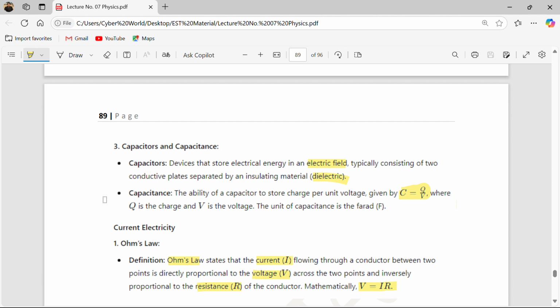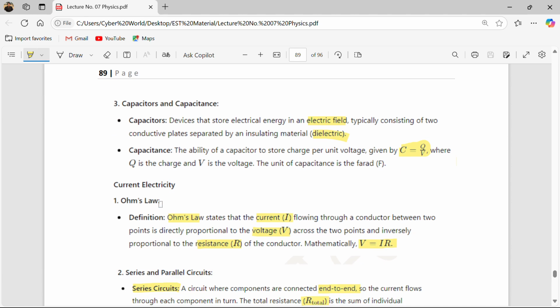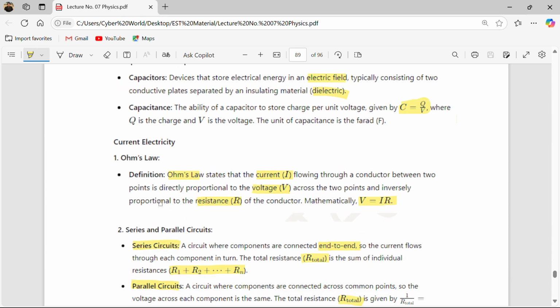Okay, and as you know, Q equals CV. So if you want to find capacitance, it should be Q by V. So capacitance is basically the ability of a capacitor to store charge. The more capacitance the capacitor has, the better an energy storage device it is.